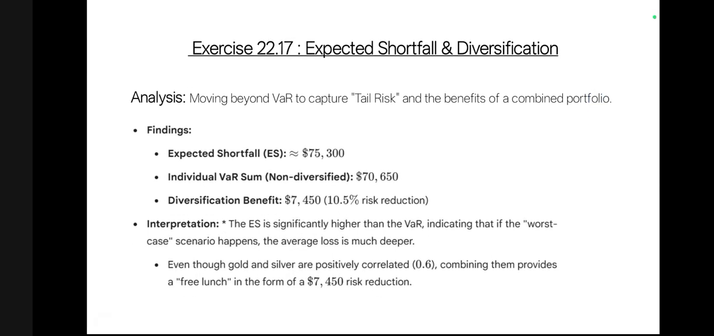Expected shortfall and diversification. Moving beyond VaR, we calculate the expected shortfall, which captures tail risks, at approximately $75,300. It is important to note that the expected shortfall is significantly higher than the VaR, showing that if a worst-case scenario occurs, the average loss is much deeper.